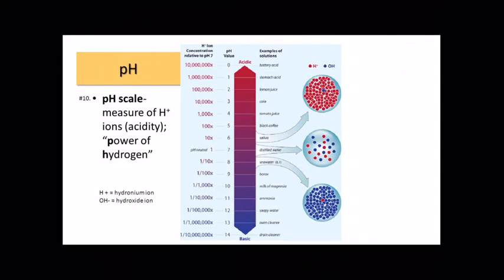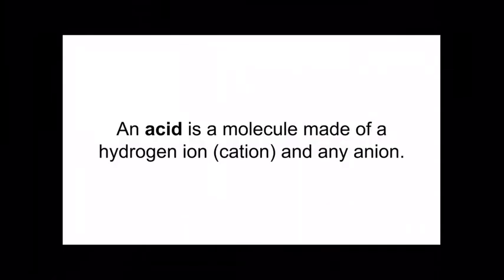All right, so let's see if this has made sense so far. An acid is a molecule made up of a hydrogen ion, which is a cation, and any anion. If we're calling a molecule an acid, what that means is it is a molecule that is held together through an ionic bond, which means it has a cation and an anion. If we're calling it an acid, the cation aspect of it is a hydrogen ion, and the anion aspect of it is, we don't care what it is.